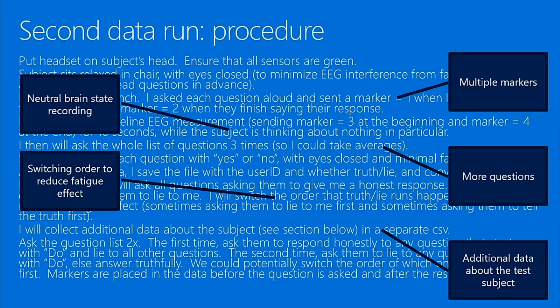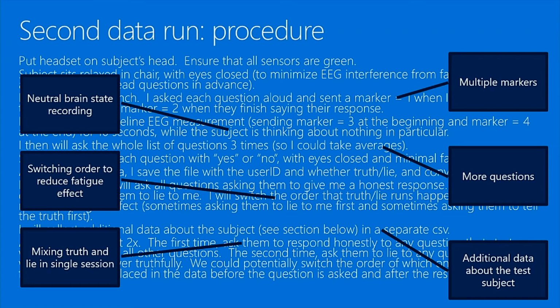So whether someone uses their right hand or left hand as their dominant side, I decided to collect that data as well. I don't have to use it, but at least that way I have it if I need it. And then I also am now mixing truth and lies in a single session.